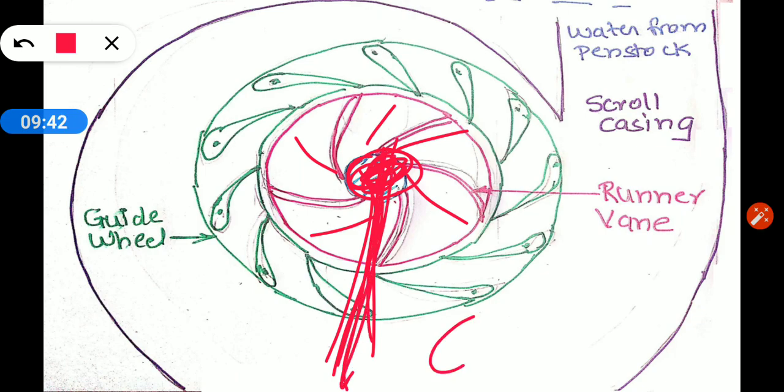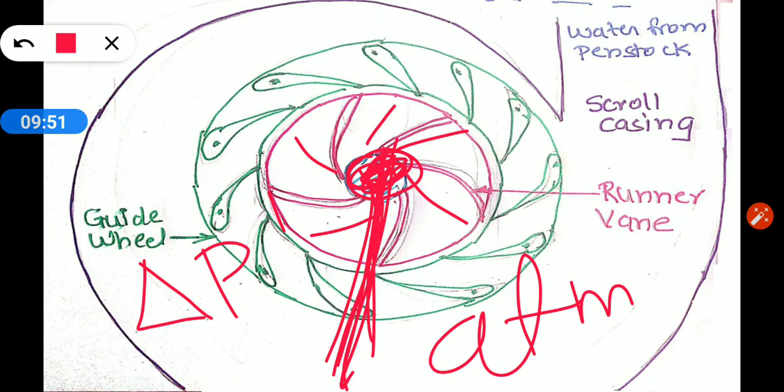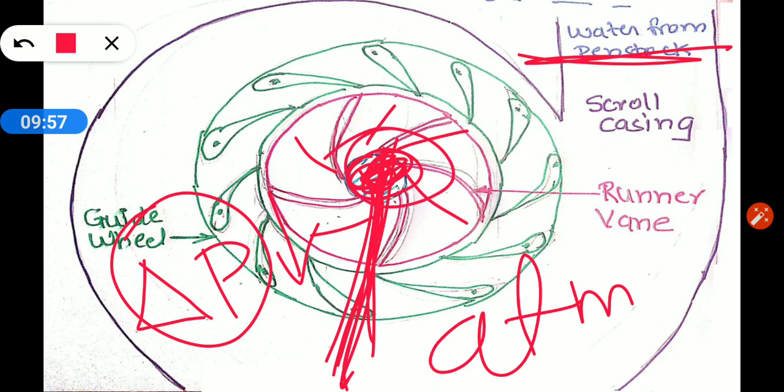So water will come out at what pressure? Just because it is coming in contact with the atmosphere, water will come out at atmospheric pressure. So that means delta P here will be low. Which delta P? Delta P is the pressure difference between the supply pressure and the exit pressure. That delta P will be low here, because the lower pressure is atmospheric only.